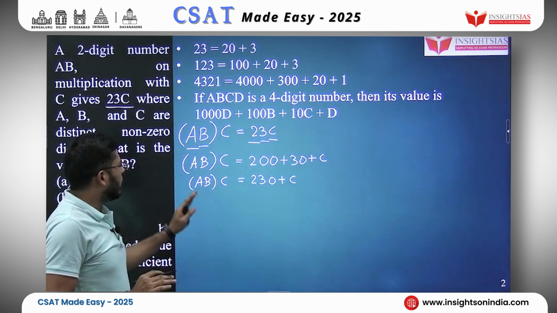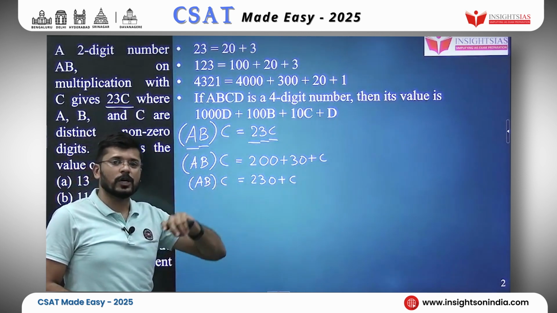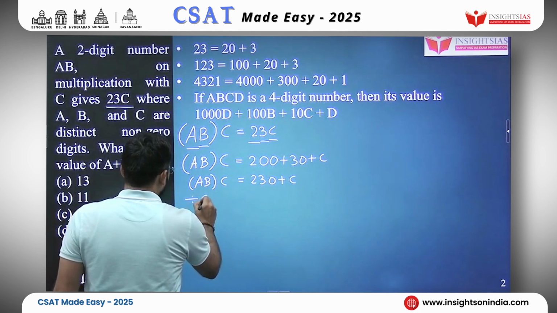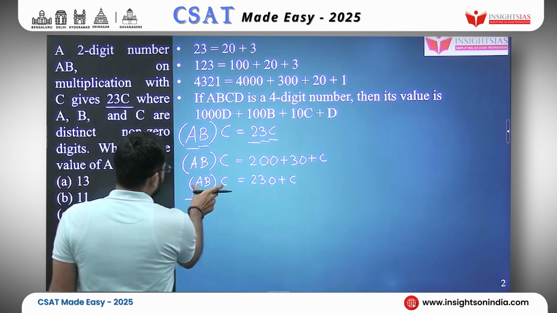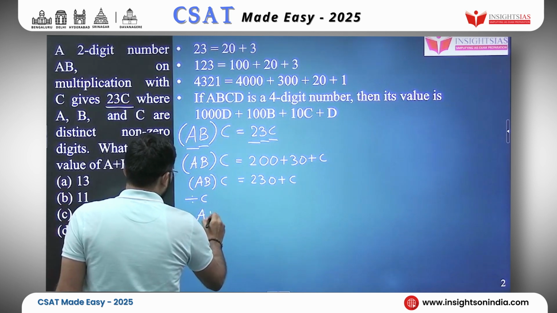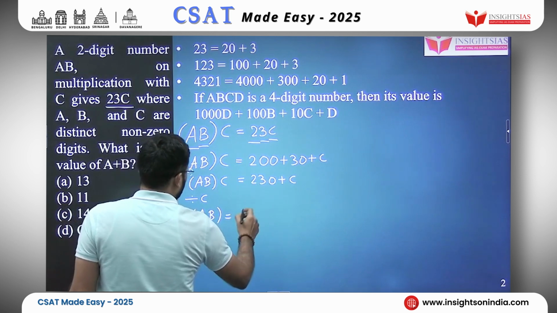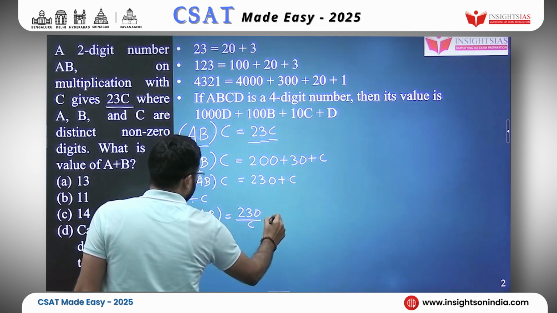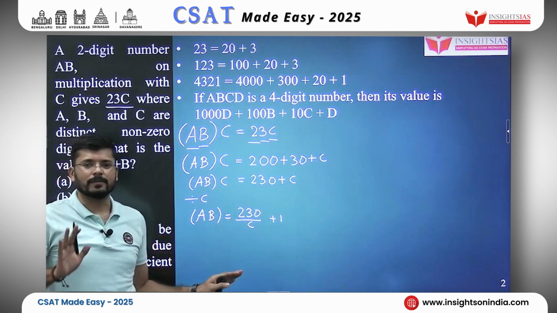Now, how shall we simplify this one? What we shall do is divide the whole equation by C. Then what will we get? Here AB times C divided by C would be AB, right? AB is a 2-digit number. And 230 divided by C would be 230 by C. And C divided by C would be 1. We got this equation.